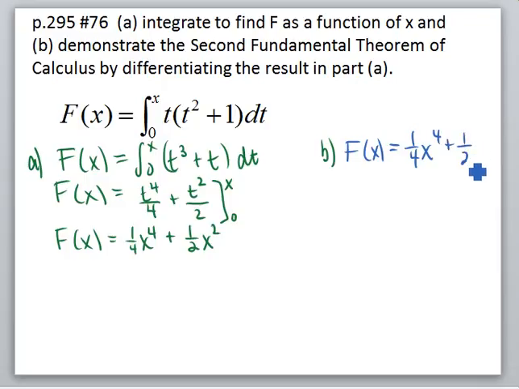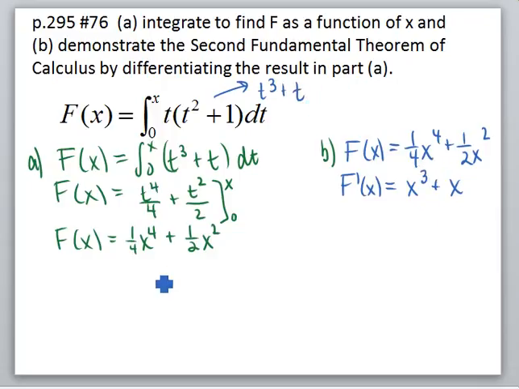And remember what the second fundamental theorem of calculus says is that if I differentiate both sides, it actually cancels out that integral. And so I'll show you what that looks like below this, even though it's not asking me to do that in this problem. When I bring this out front, I'm going to differentiate it. I get x cubed plus x. Now that's exactly what I have right here. I actually have t cubed plus t, so you can see that they're exactly the same.